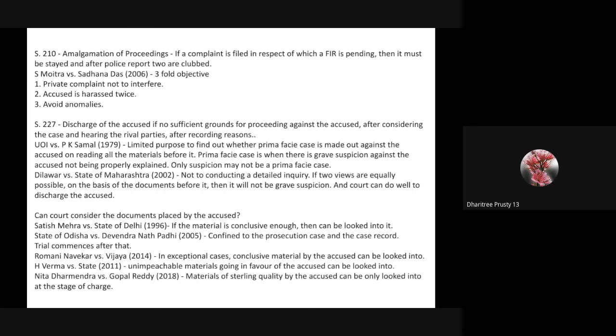Now again, all these terms which were used by the Honorable Supreme Court, that is conclusive, unimpeachable, and sterling quality, are very subjective, and how far they will actually guide the trial courts is still to be looked into.